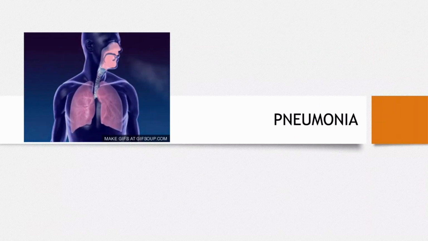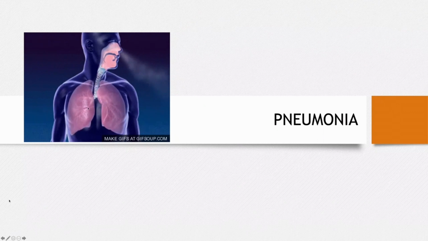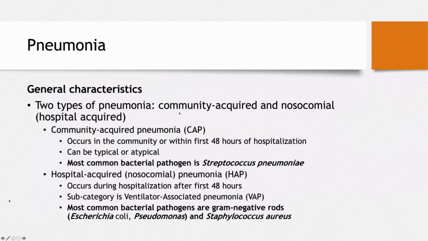So what is pneumonia? Well, pneumonia is an infection of the lung parenchyma. So not the airways, but the actual lung tissue itself. And when we think about pneumonia, we really generally classify it in two main categories. The first being community-acquired pneumonia, or CAP, or hospital-acquired or nosocomial pneumonia, or HAP, H-A-P. Community-acquired pneumonia is the most common type.